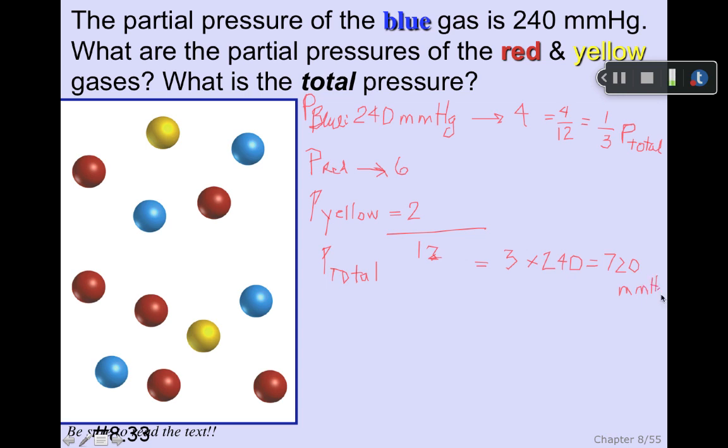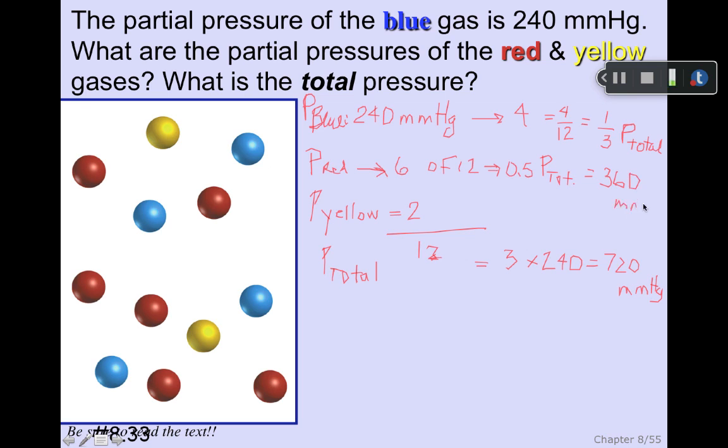Now, using that piece of information and counting the spheres, the red ones are 6 out of 12. So that's only half of the gas, so the red gas is going to be 1/2 of the total, and 1/2 of 720, you can determine, is 360 millimeters of mercury. So far, so good. Now, let's come back to the yellow one.